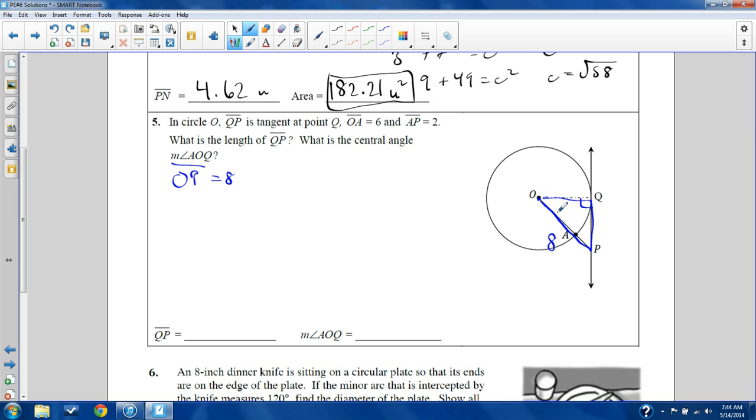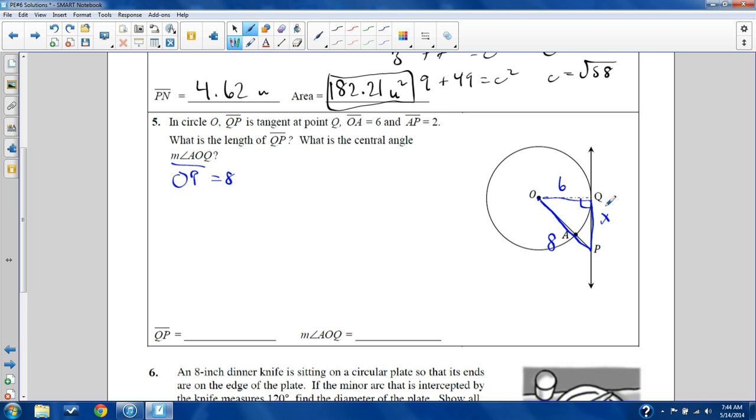So this is something that's so super crucial. You have to recognize when they tell you this stuff. They're not trying to trick you. They're trying to test what you know. They're trying to say, OA might be 6, but OQ also has to be 6, because these guys are congruent because they're both radii. So your understanding of what definitions are and such is super crucial to solving all this.